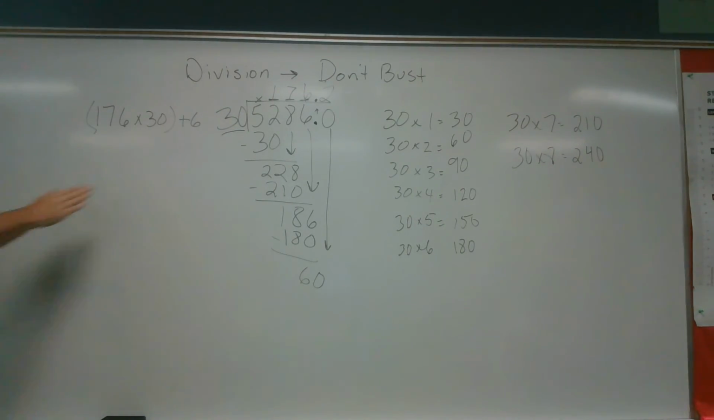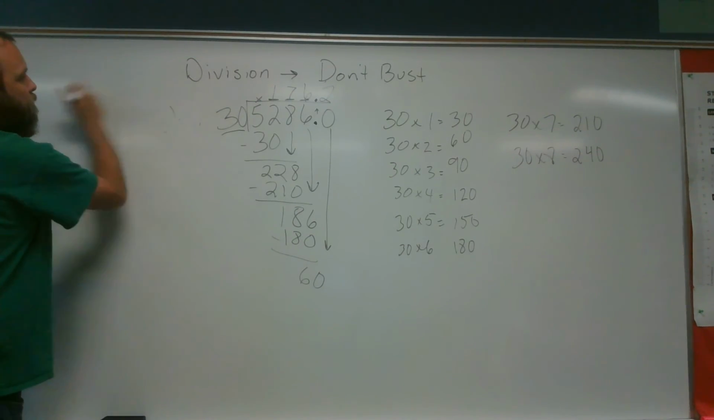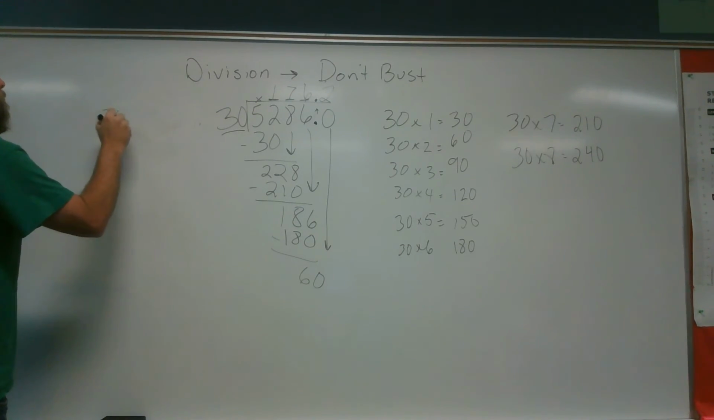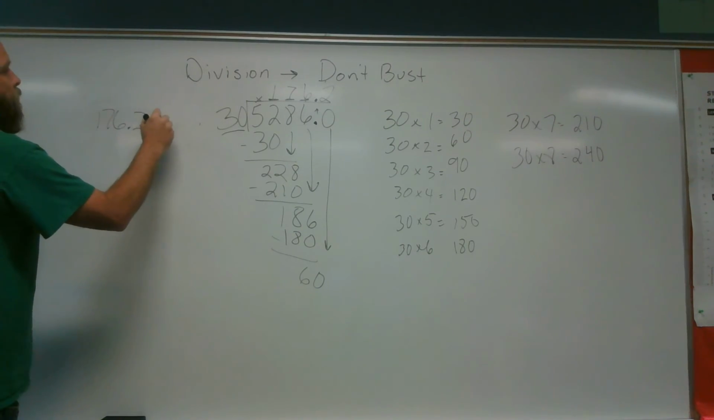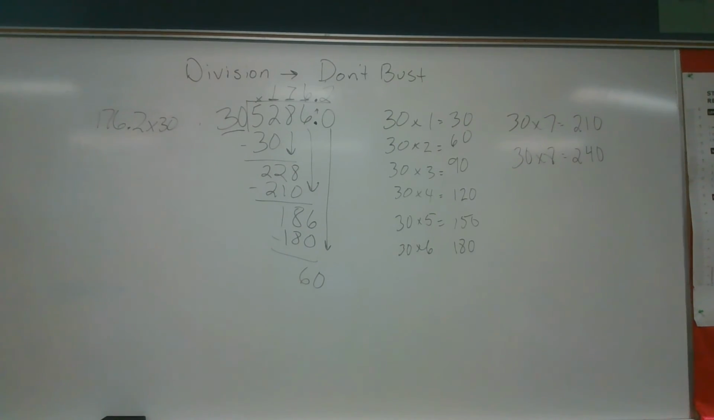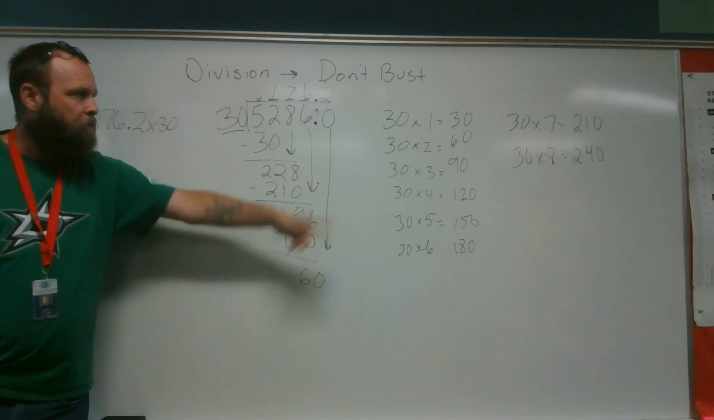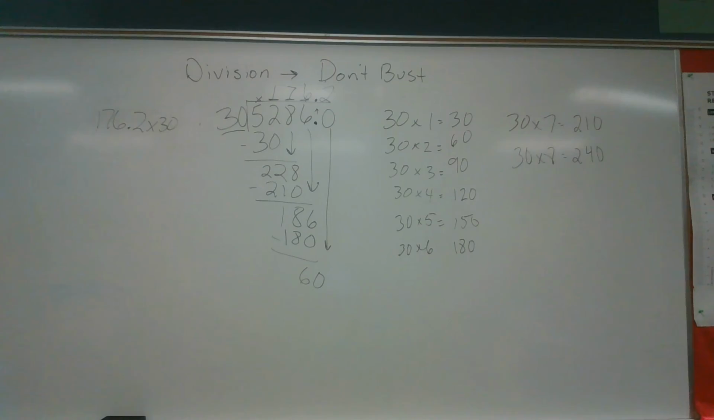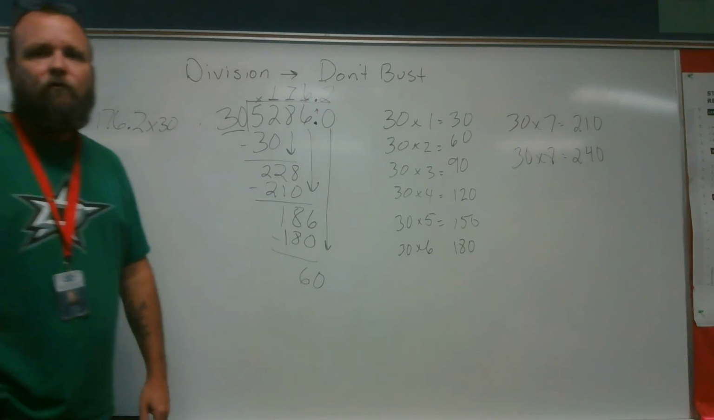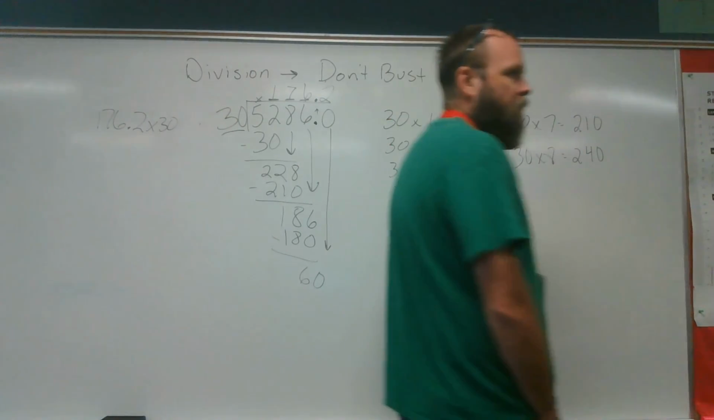So then I wouldn't even have to add this. I would have 176.2 times 30, and that would equal 5,286. We're not there yet, but if you had a remainder, it would be remainder 6. If you added a decimal and a 0, then it would come down, it would be 2 tenths. Okay, so we're going to get there. This was just an example for you to see.